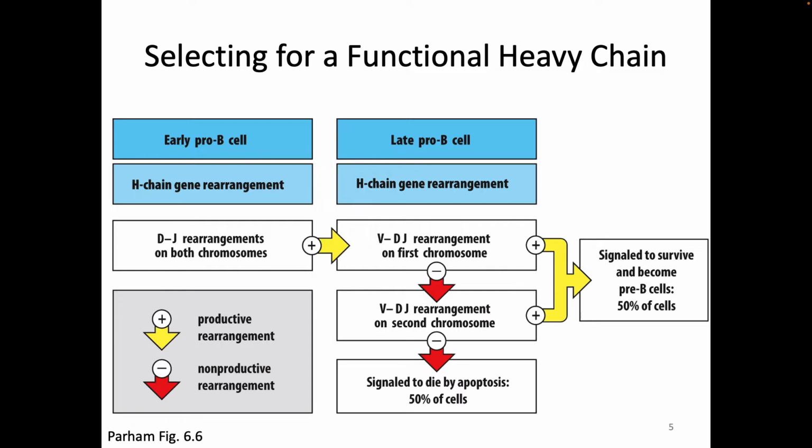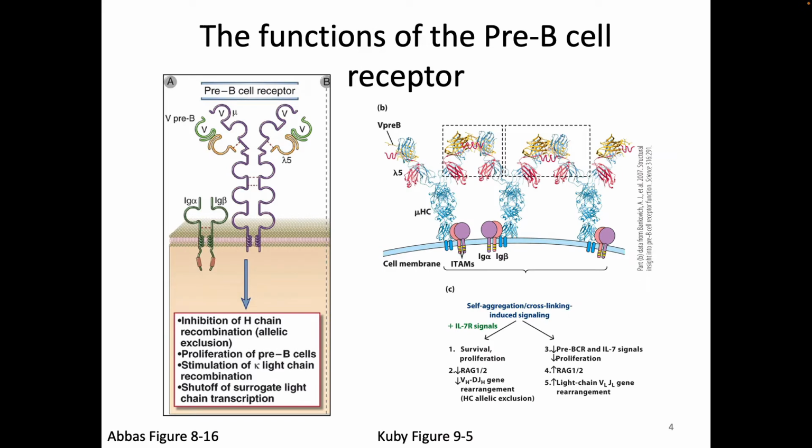If that was a successful protein, this cell is now going to have this protein available to get a signal, which will stop further rearrangement at the heavy chain, as well as give a survival signal, a signal for proliferation, turning off RAG1 and RAG2, and, as I said, that allelic exclusion, turning off production of the surrogate light chain.